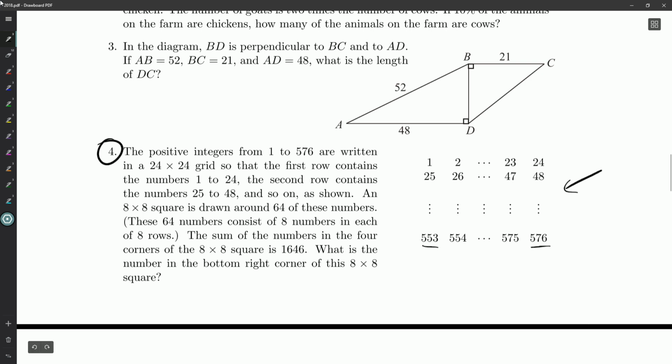An 8 by 8 square is drawn around 64 of these numbers, and the sum of the numbers in the four corners of the 8 by 8 square is 1646. What is the number in the bottom right corner of this 8 by 8 square? Okay, so we want to know just what the bottom number is.